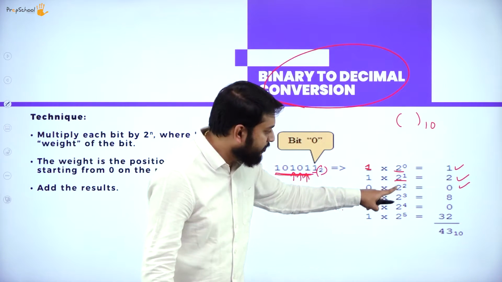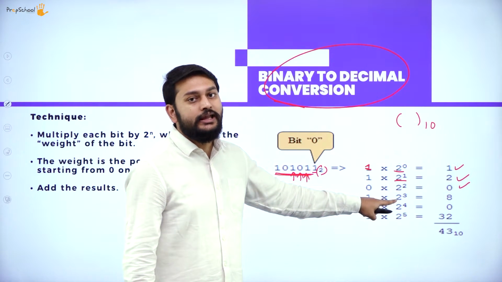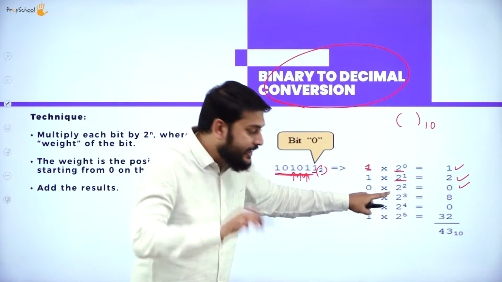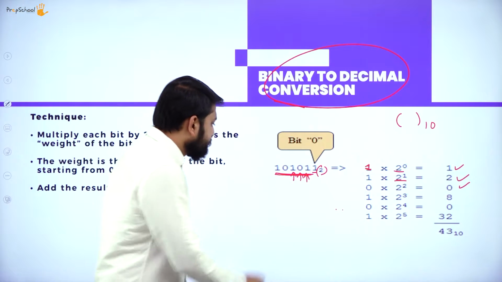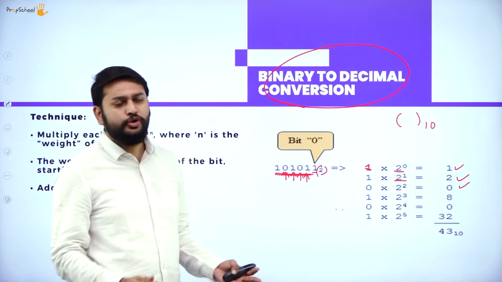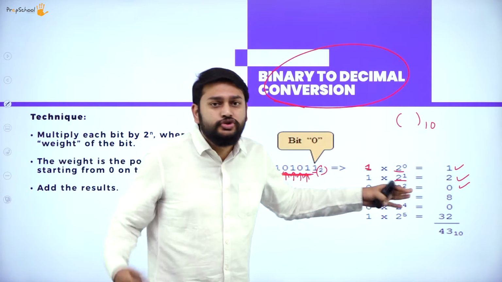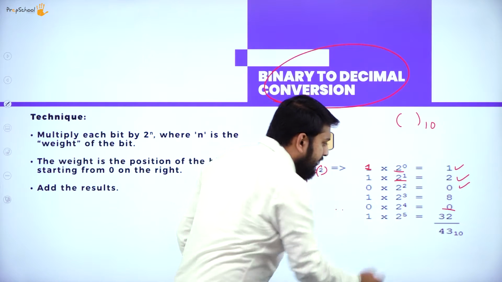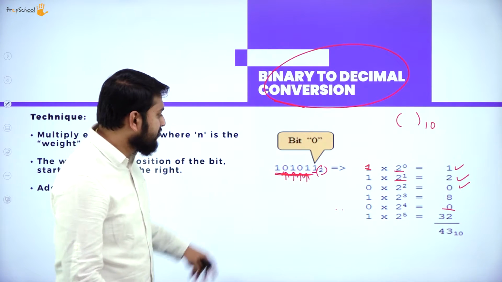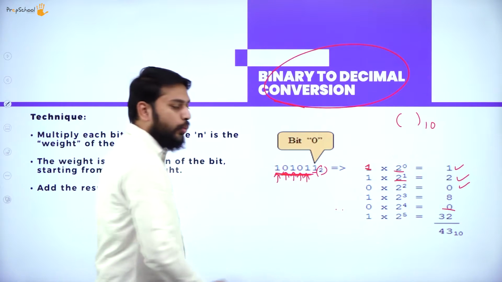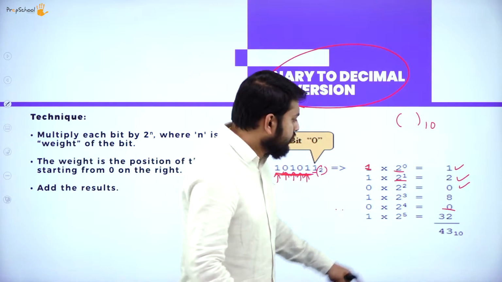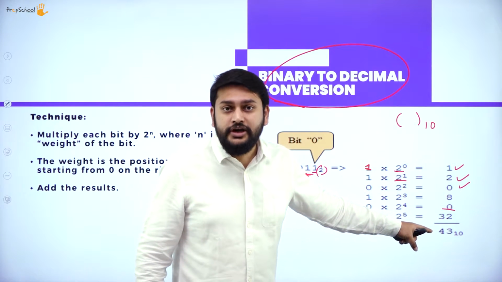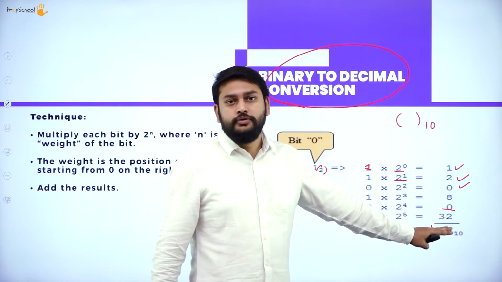1 into, what is the next power? 2 to the power of 3. 2 to the power of 3 is 8, so 1 into 8 is 8. That's what I'm going to write. Then the next number is 0 into 2 to the power of 4. 0 into anything is 0, so I'll not write anything. And then the last number that I have is 1 into 2 to the power of 5. You all know that 2 to the power of 5 is 32, so I'll write 32.